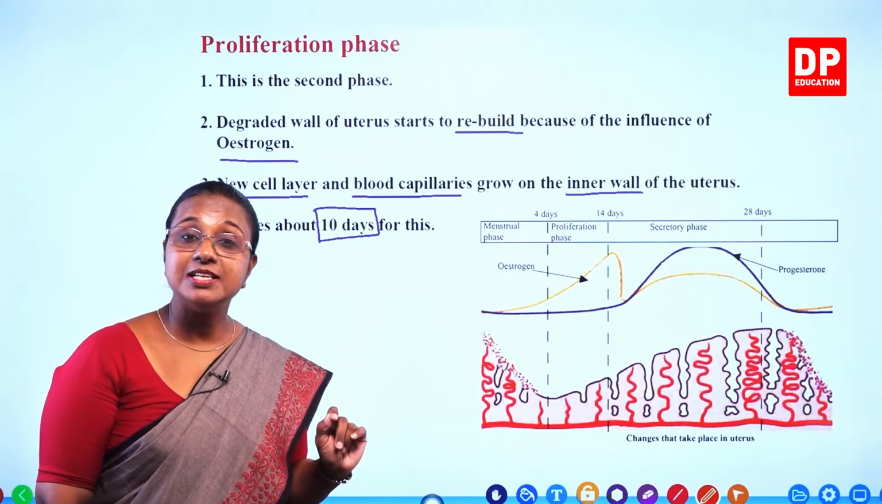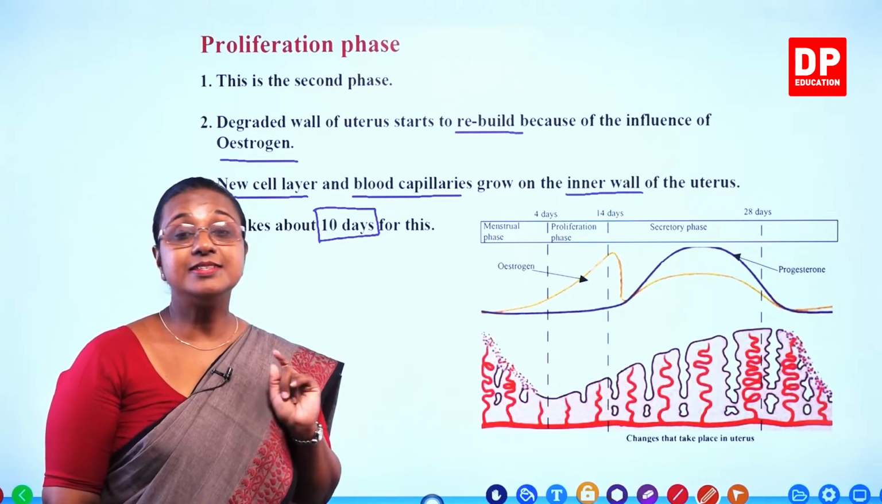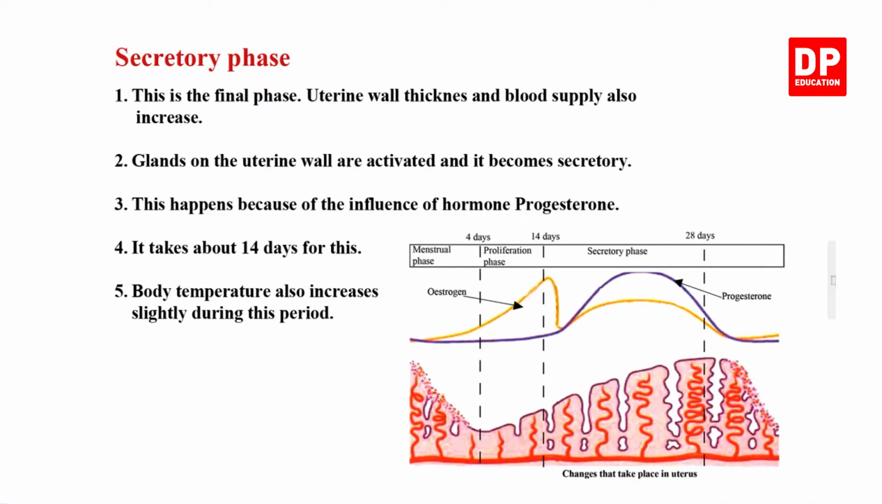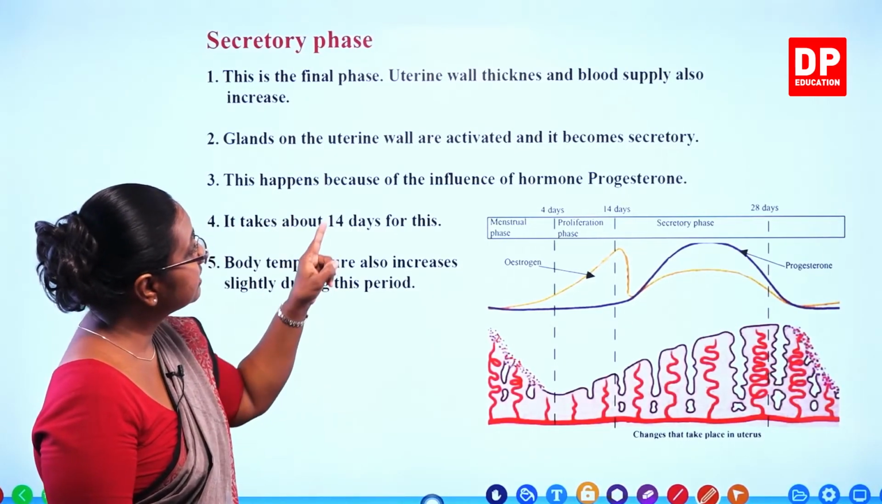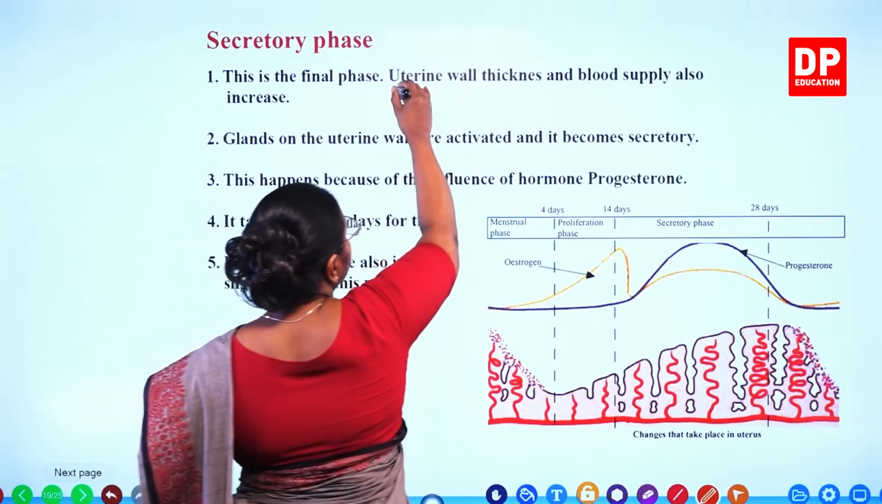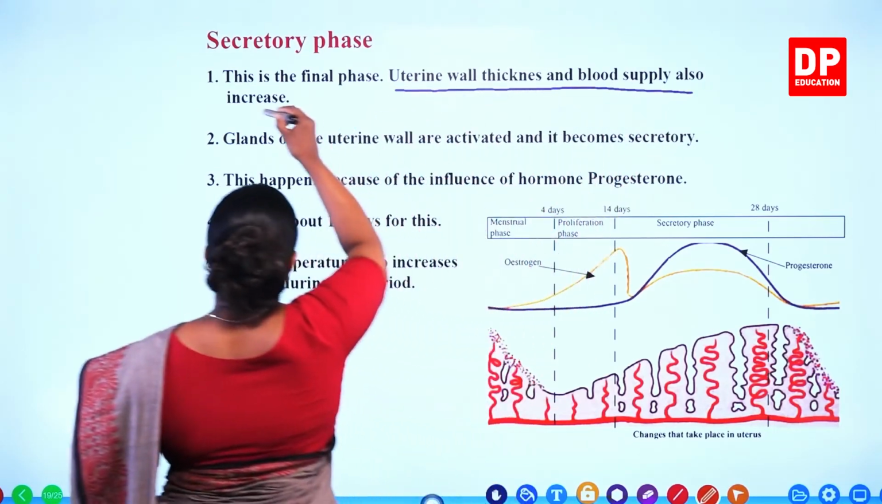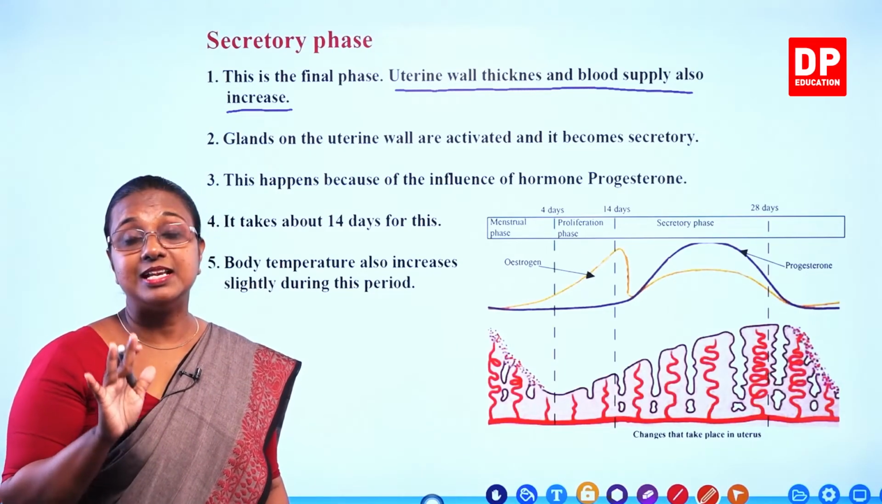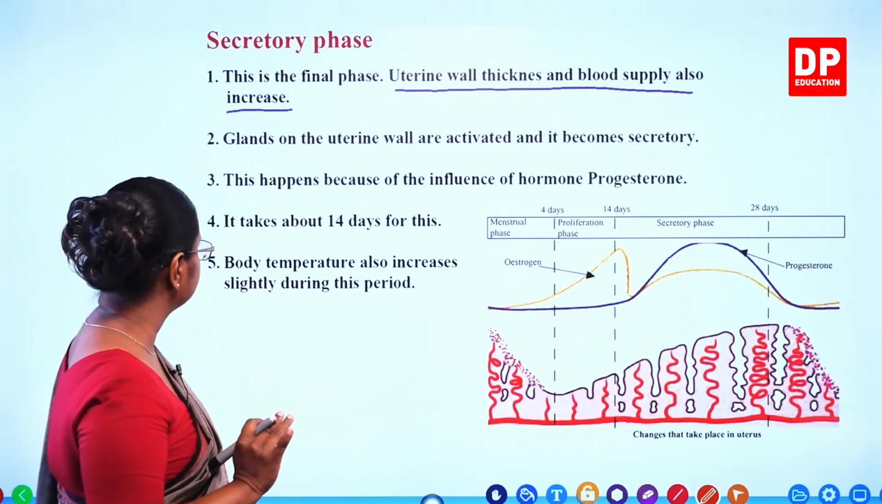And thereafter, what is the phase? It's going to be the secretory phase. So here we have the secretory phase. This is the final phase. The uterine wall thickens and blood supply also increases. So I told you, the uterine wall thickens and blood supply increases. Now it is well developed to facilitate the growth of the fetus.